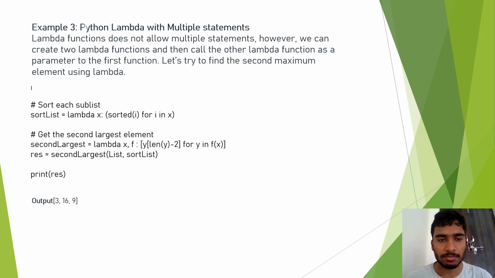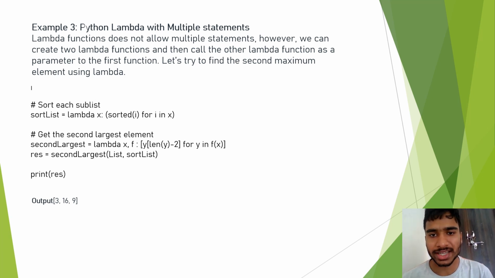Now this is example 3. Here what we are doing is using Python lambda with multiple statements. We have seen two examples: one is the ordinary one, and the second is using if-else statements. Now, Python lambda with multiple statements. Lambda functions do not allow multiple statements. However, we can create two lambda functions and then call one lambda function as a parameter to the first function. Let's try to find the second maximum element using lambda.